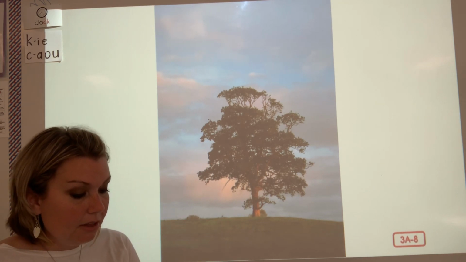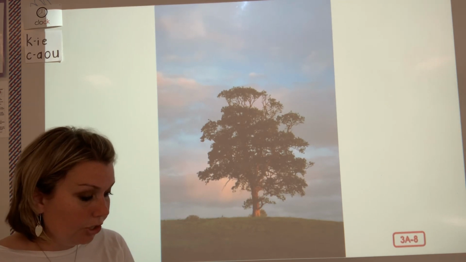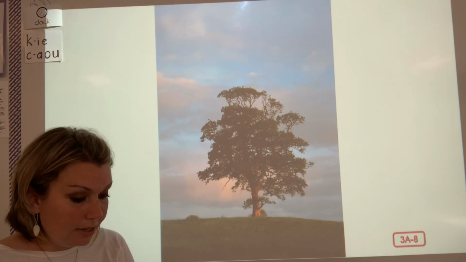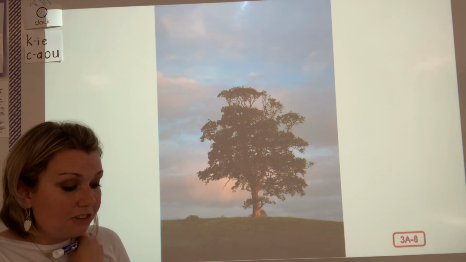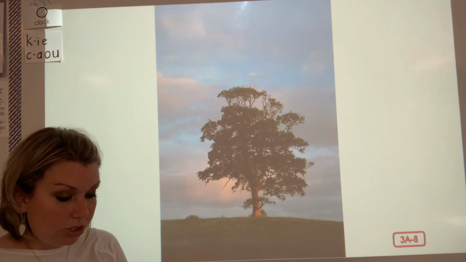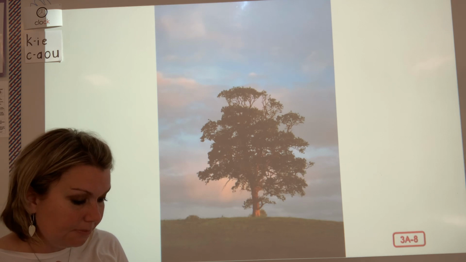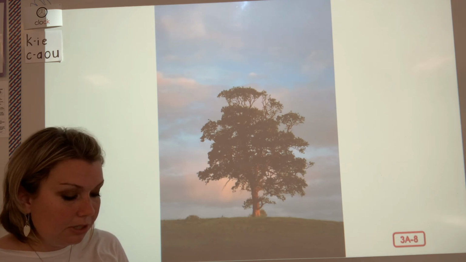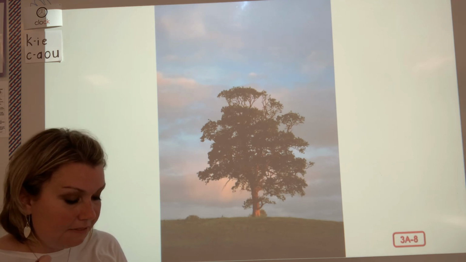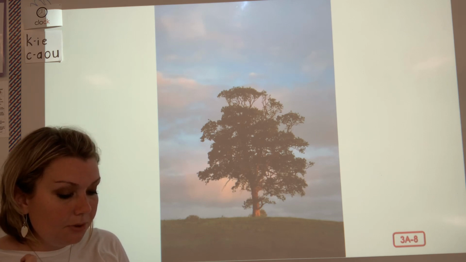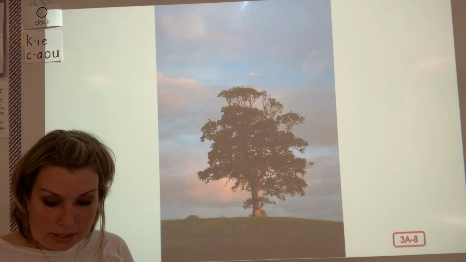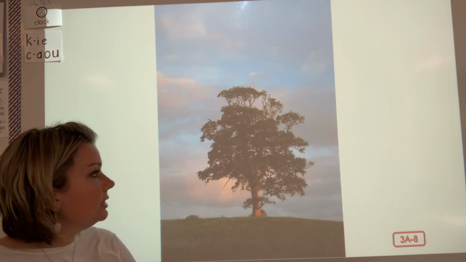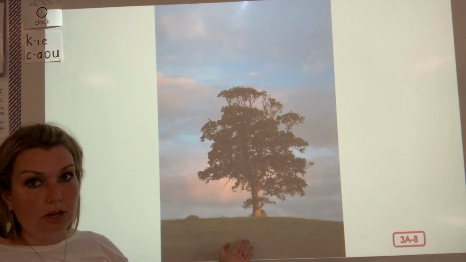Oak trees take a long time to mature or grow into an adult tree. In fact, it takes about 50 years for the average oak tree to mature so that it can produce acorns. An oak tree can produce tens of thousands of acorns over the course of its lifetime. Only a few of those acorns will germinate and grow into new oak trees. So here is a mature or adult oak tree.